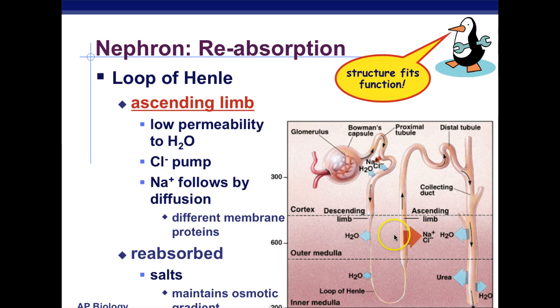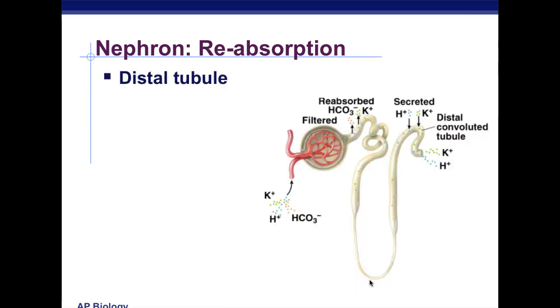So as salt is being pushed out into the blood and the blood is becoming saltier, as the blood travels the other way around to this side of the loop of Henle, water is then going to diffuse back into the blood because of the concentration gradient between the solutes that are going to be in the blood and the solutes that are in this descending limb.